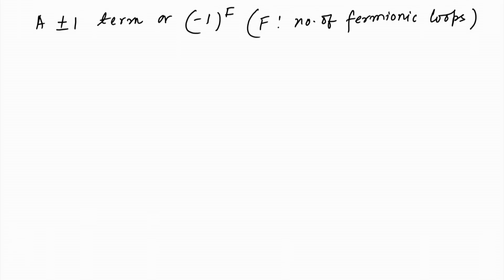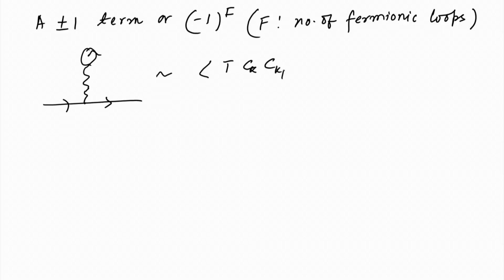So, how do we understand that? We have a term which is like this, and so on. This corresponds to T, C_{k1}^†, C_{k2}^†, and then C_{k2+q}, C_{k1-q}, and then C_k^†. I am not writing the time indices explicitly.